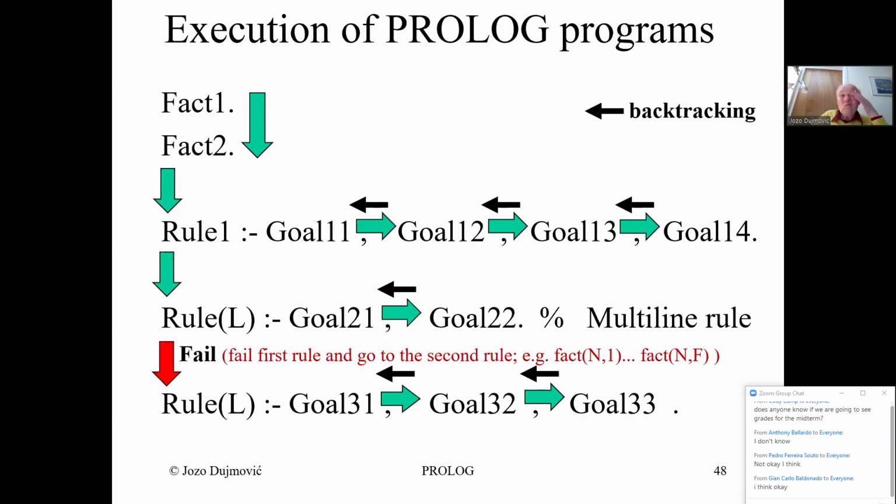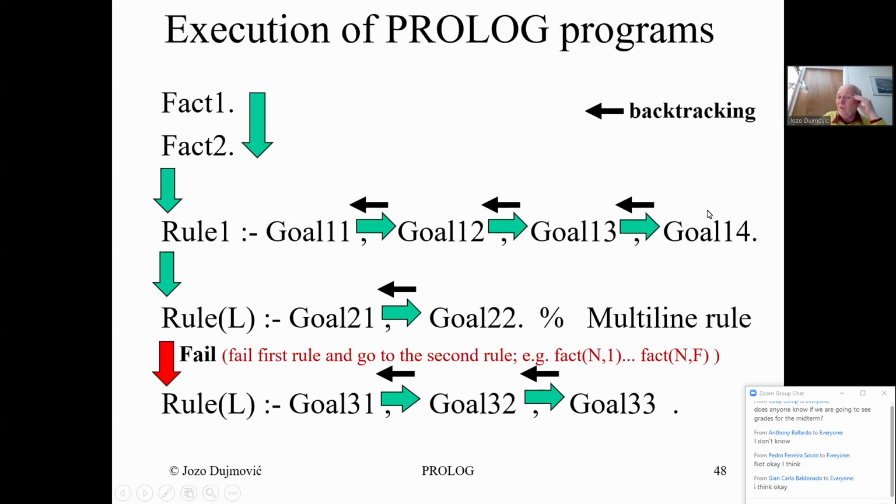So if you have facts, you always search facts top down. Okay. When you come to a rule, the rule consists of several goals. For example, 4 goals. So you go left to right. You go from goal 1,1 to goal 1,2 to goal 1,3 to goal 1,4. And if you fail to continue, you must backtrack. So these arrows going from right to left are backtracking to the previous goal.